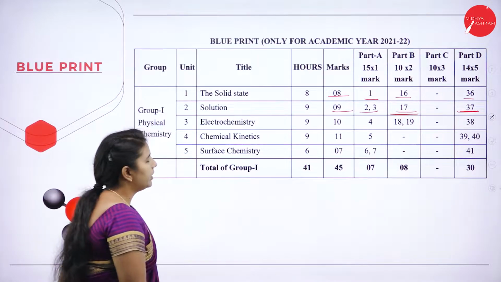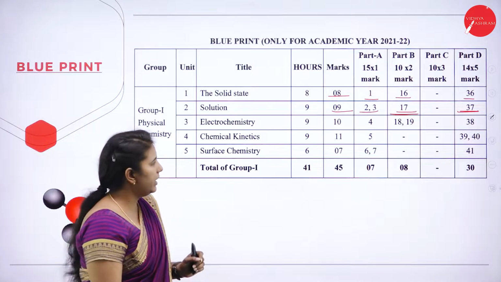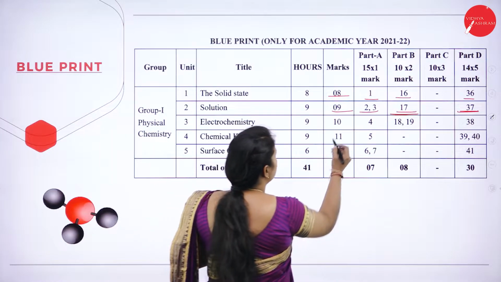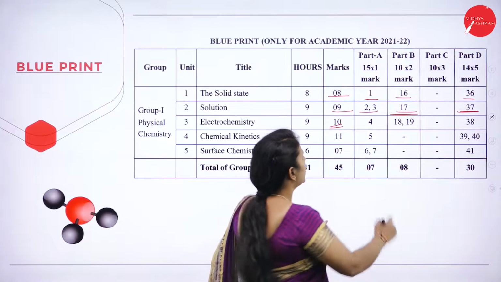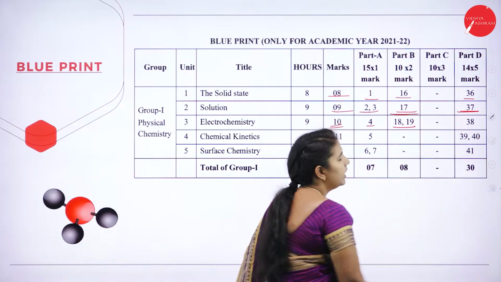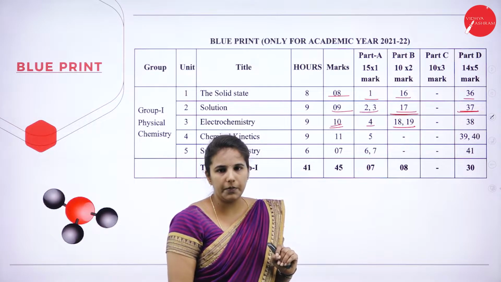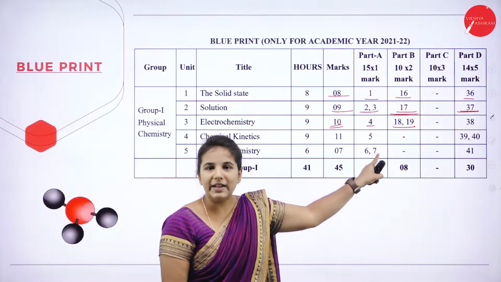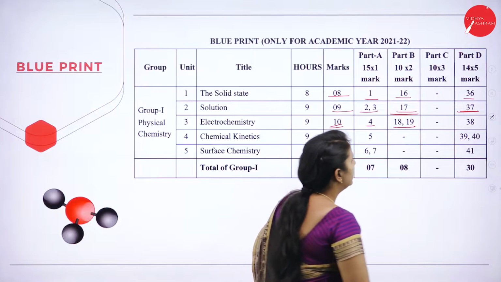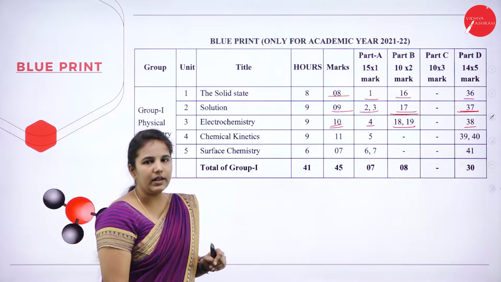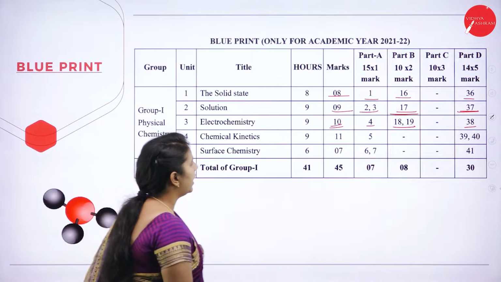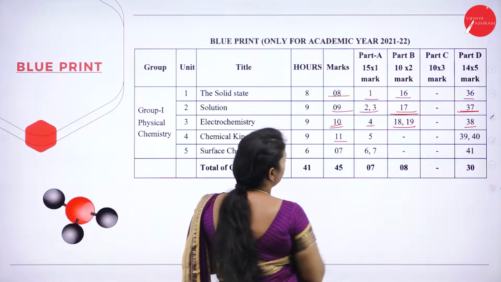Coming to the third unit, that is electrochemistry. In this unit, we can expect 10 marks. There is no 1-mark question, but there will be 2-mark questions, numbers 18 and 19, and there is one more question for 5 marks. Coming to chemical kinetics, from this unit, we can expect 11 marks.